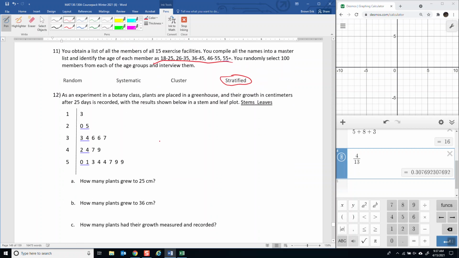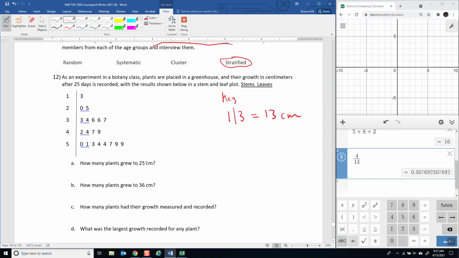All right. Here is a stem and leaf plot. It's an experiment in botany class. We've got plants in a greenhouse, and we look at their growth in centimeters after 13 days. This is kind of a bad stem and leaf plot because we don't have a key. I'm just going to assume that this means 13 centimeters, right? And I think this is supposed to be over top of here. I think that's a little bit of a formatting mistake.